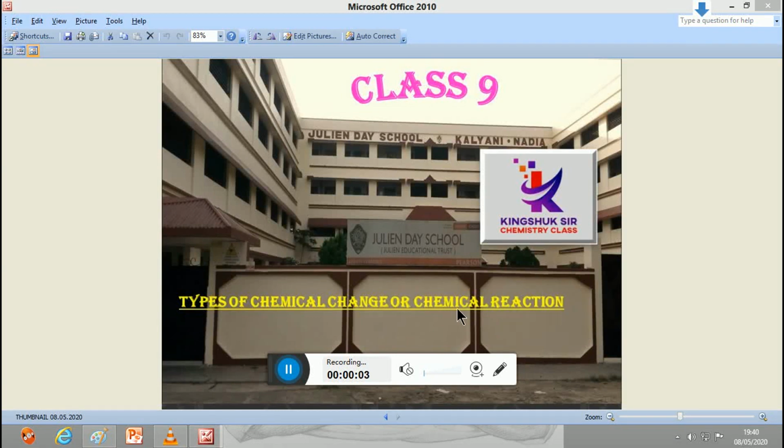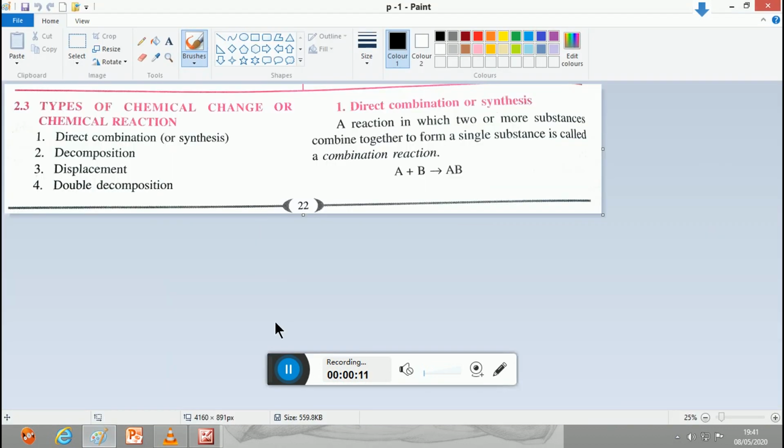Good morning, children. Today we'll discuss types of chemical change or chemical reaction. In your syllabus, there are four types of chemical reactions. First is your direct combination reaction. This is a simple combination reaction, also termed synthesis. Next is the decomposition reaction. And third, displacement, and fourth, double decomposition reaction.